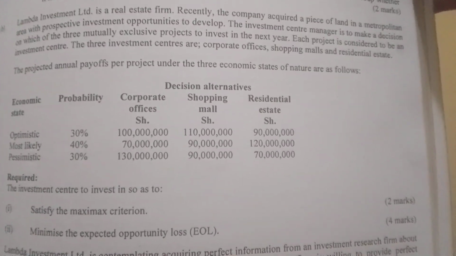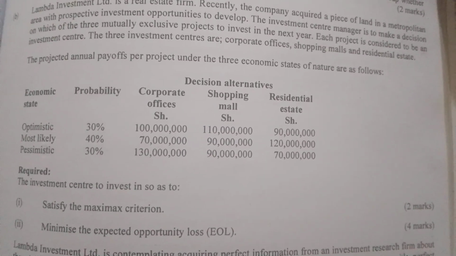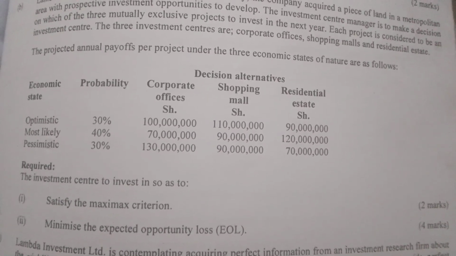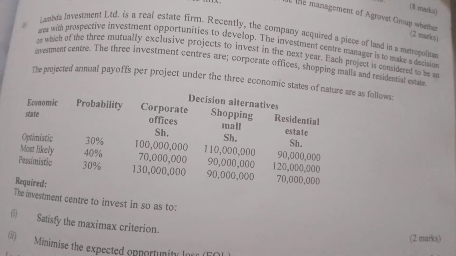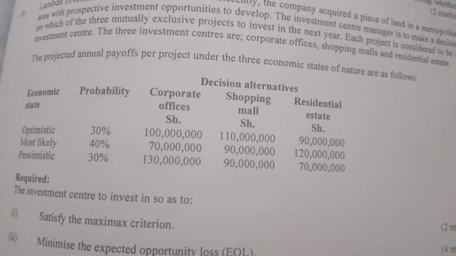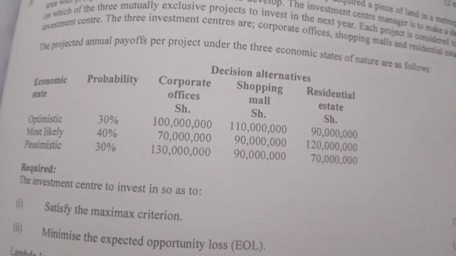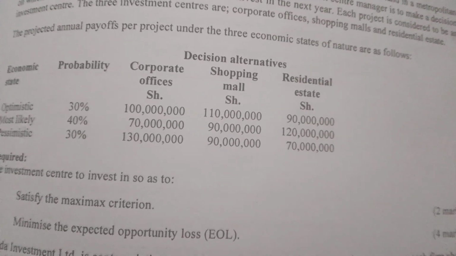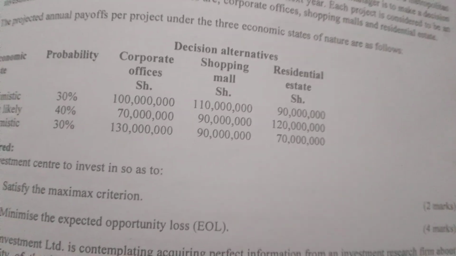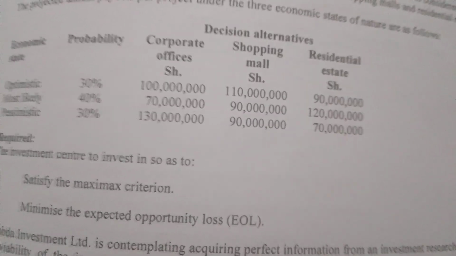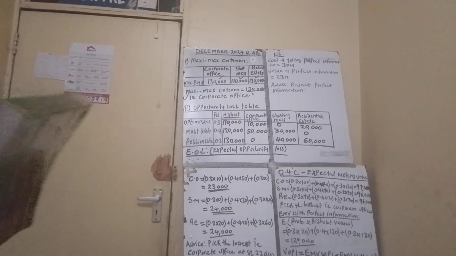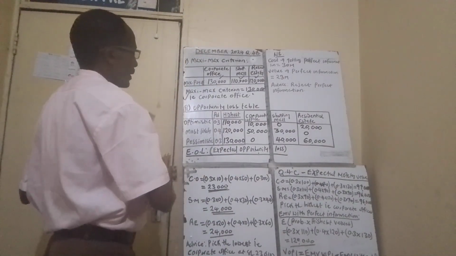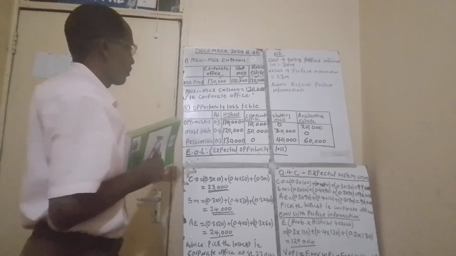If you go along the first row, you have 100, 110, and 90, and the highest number there is 110. Can you see where you have optimistic, that percent? You have corporate offices, 100,000, shopping mall, 110, and then residential, 90. So you pick 110 because it is the highest, and you put your 110 here.